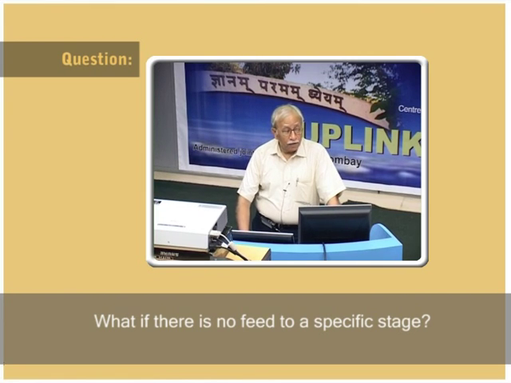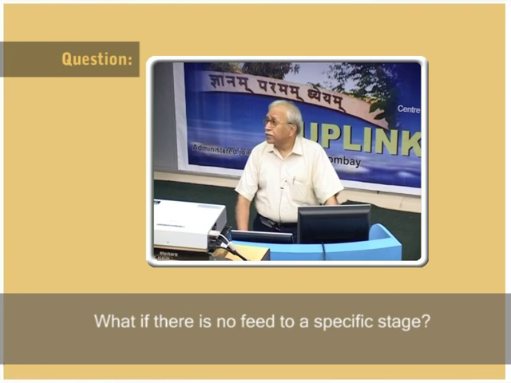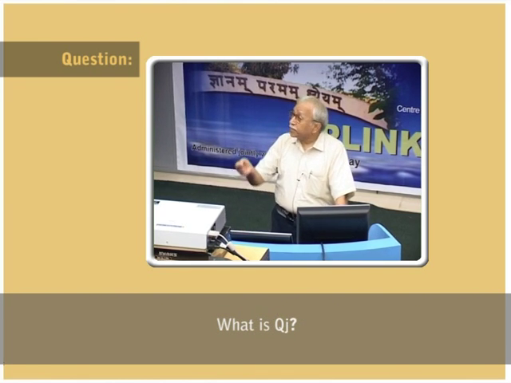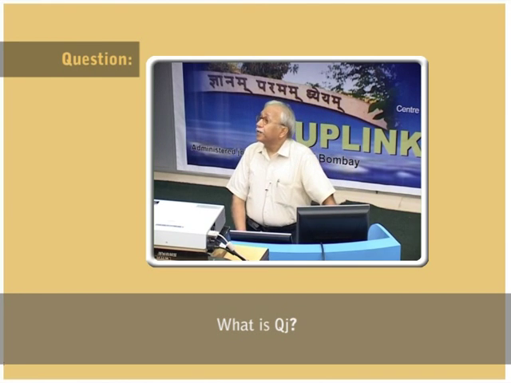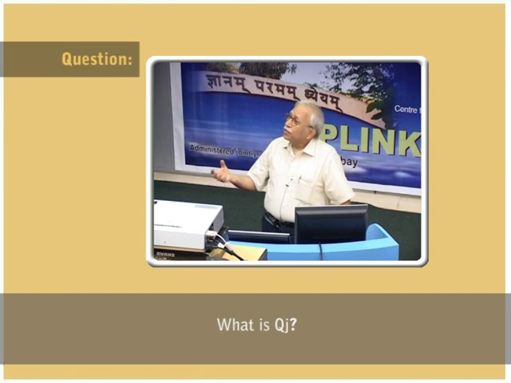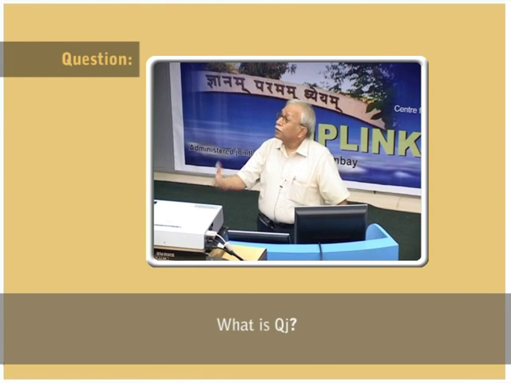That is right. If there is no feed on that particular tray, then this Fj will be 0, and if this Fj is 0, there is no contribution from this term. Qj is the amount of heat transfer done on that particular tray. If you have a coil, you may remove energy or you may add energy, through a heating or cooling coil.